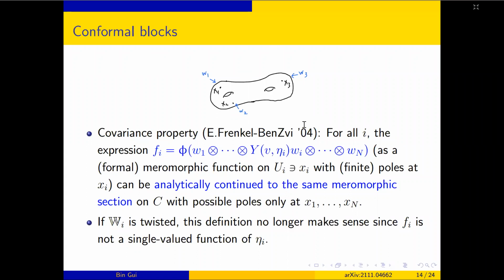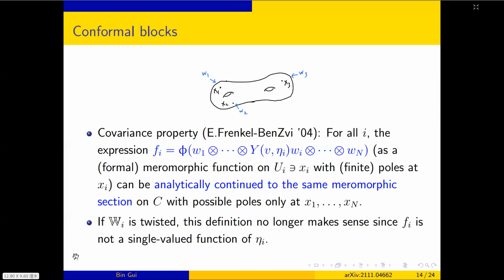Okay, the covariance property says that because at each point you can define this operator, right? And these definitions are compatible, which means that their analytic continuations are the same. So roughly speaking, this covariance property should be understood in the sense of analytic continuation. They could be analytically extended to the same meromorphic section with poles at these mark points.